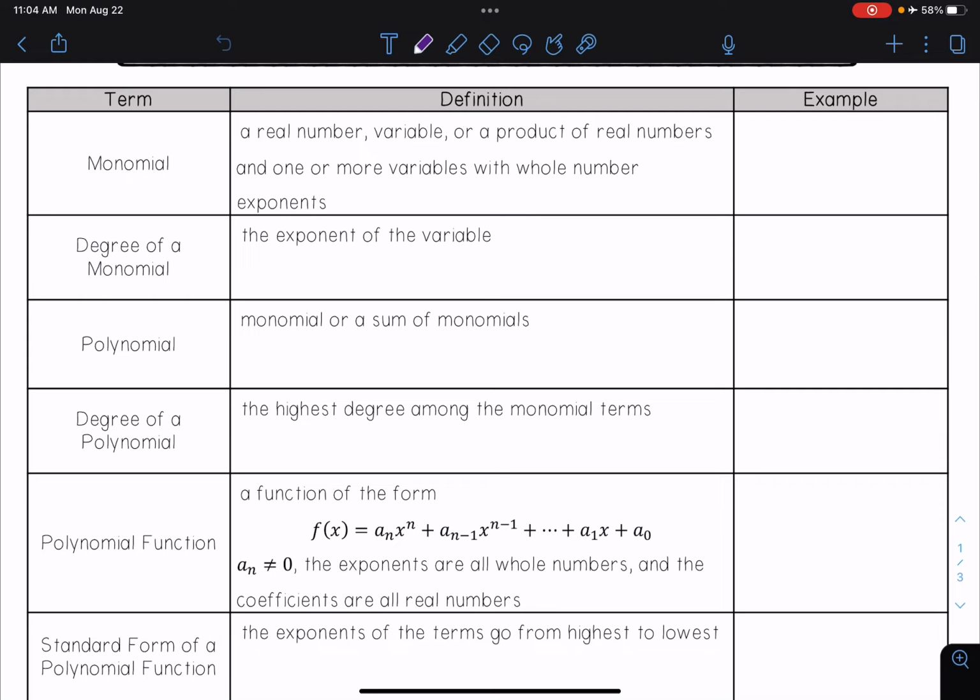First term is a monomial, and this is a real number, variable, or a product of real numbers and one or more variables with whole number exponents. A lot to say, it's when you just have one term.